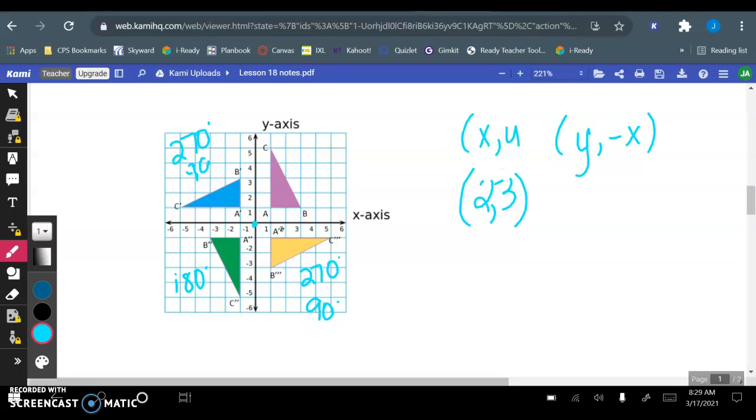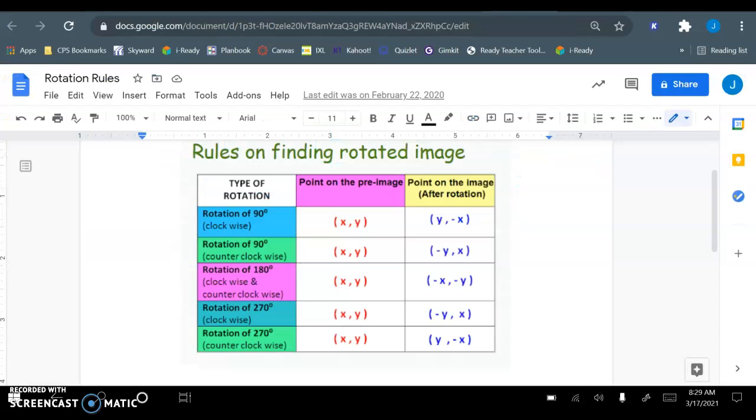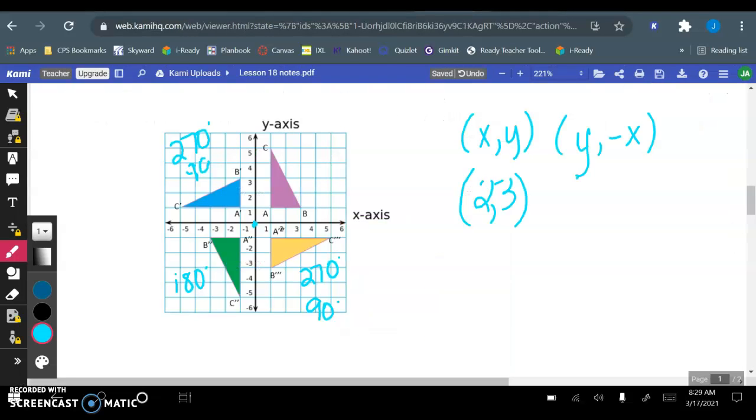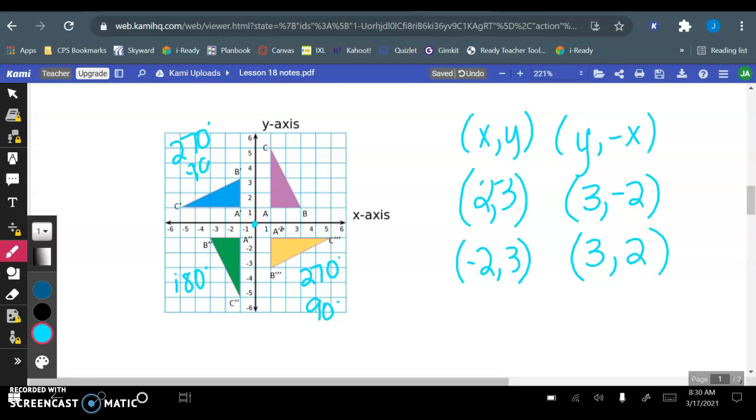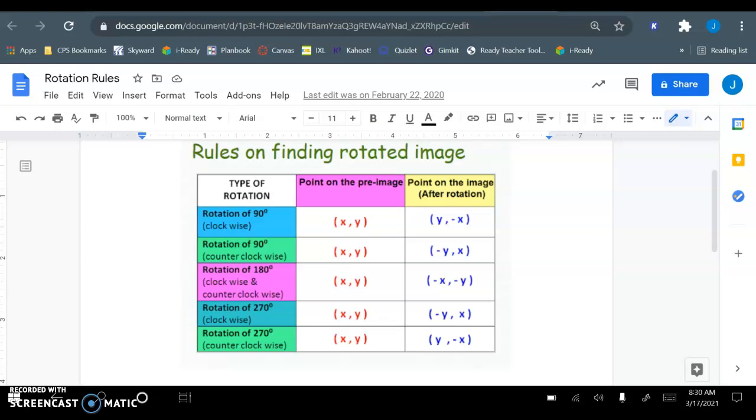Remember, this is starting (x, y). So if I was doing 90 degrees clockwise, I would flip it. The y is now first, and the x is opposite, so that 2 would become negative. Now, let's say we started with (-2, 3). We have to flip it, so the 3 is first, and then that 2 has to become opposite, so that 2 would then become positive. So this is kind of a little cheat sheet on how to rotate in certain directions and how many degrees. And it tells you how to change the ordered pairs.